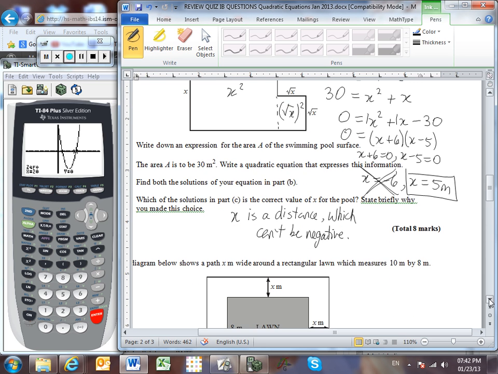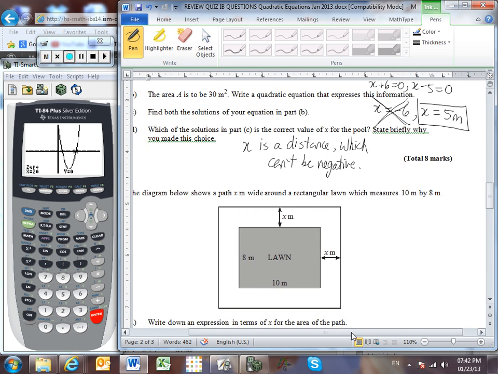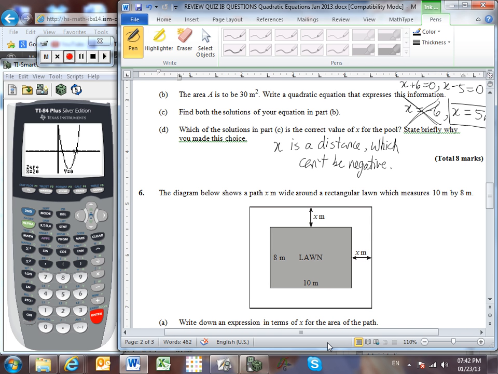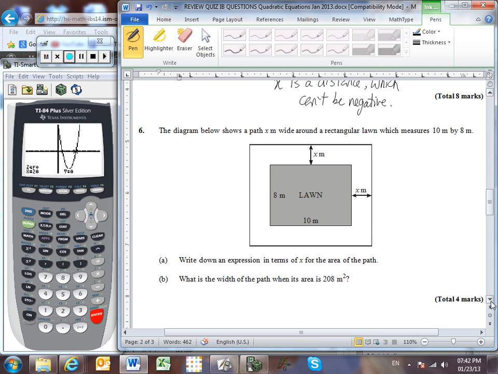Okay, let's look at number 6. There it is. The diagram shows a path that is x meters wide, so you can see this is x meters wide, around a rectangular lawn which measures 10 meters by 8 meters. We need to write down an expression in terms of x for the area of the path. So what would be the area of this path running around the edge of the rectangular lawn?